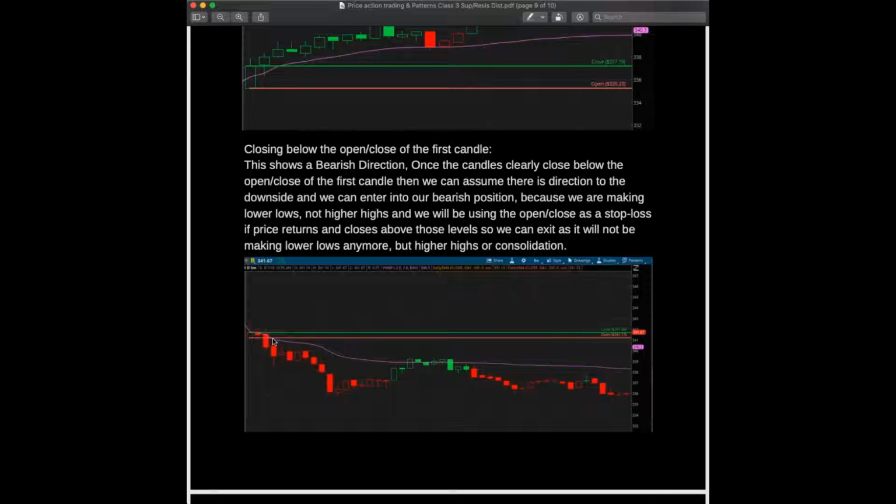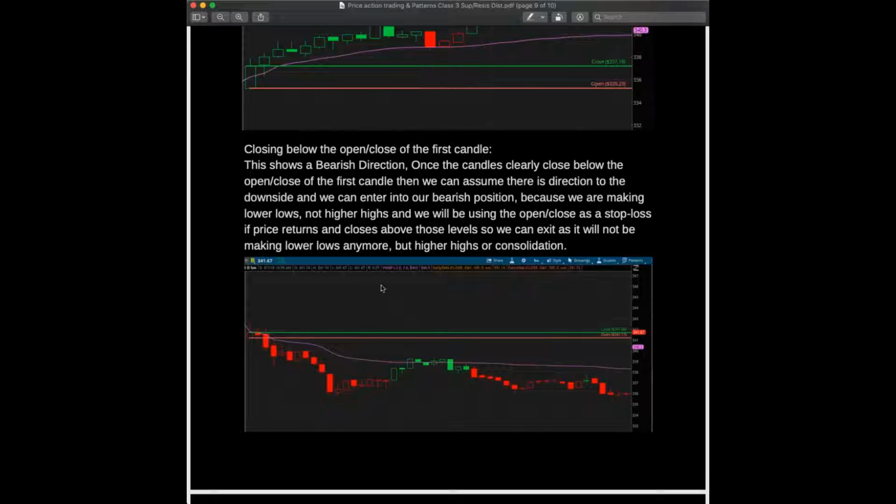Okay, well, I don't want to be in a position right there because I want to be in a trending position. I don't want to be in a consolidation. A consolidation is going to be making equal highs and lows. I don't want that. I want either lower lows and lower highs, or I want higher highs and higher lows. Those are the only two things I want. I don't want sideways. There's no money there, right? Unless you're selling options, that's not what we're doing here.